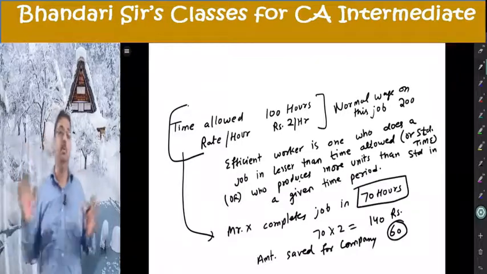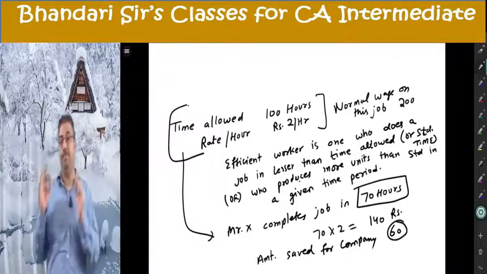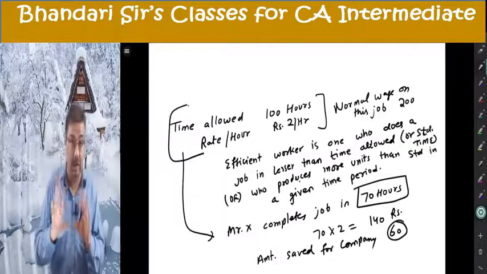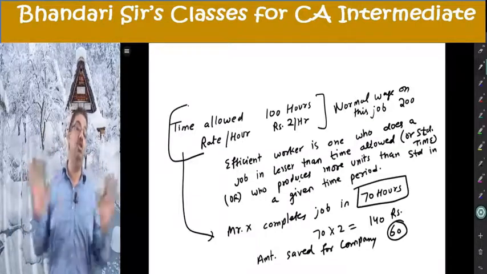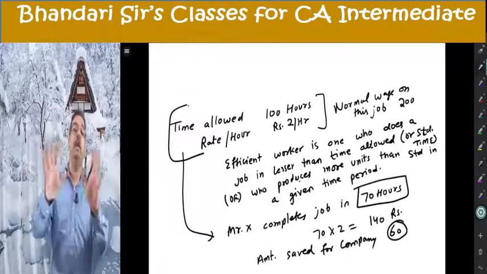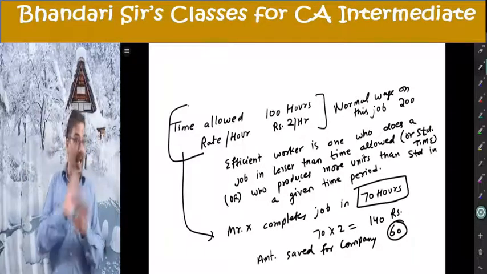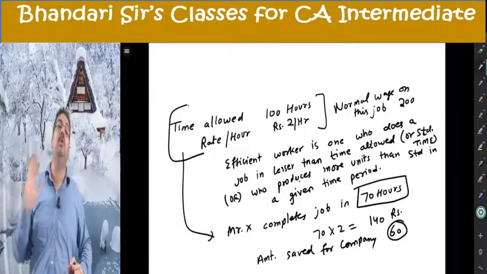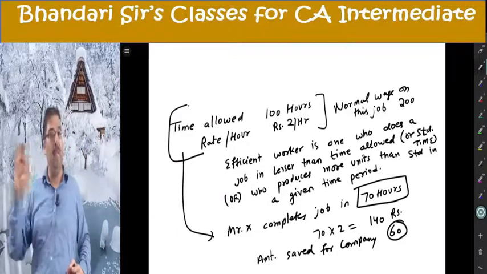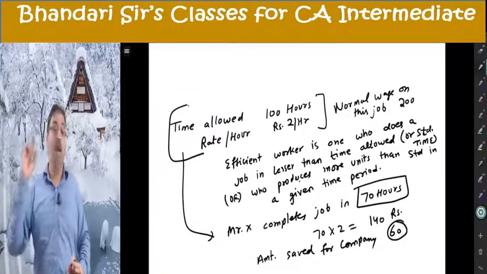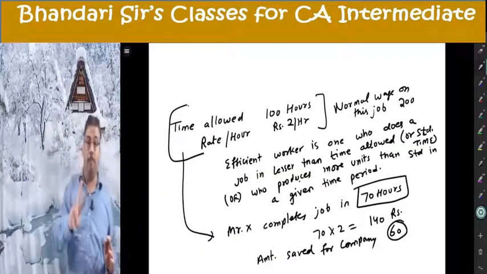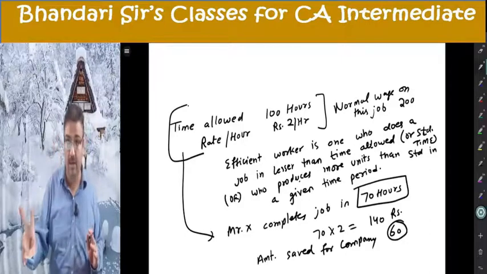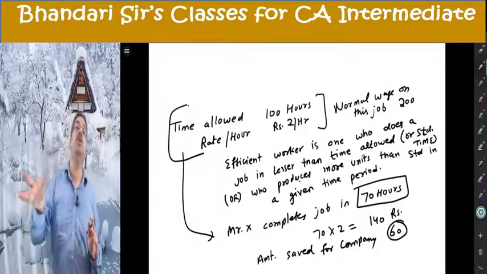What I am talking about, under these premium bonus plans, for inefficient worker, pay only time wages, no bonus at all and no penalty even. No negative bonus concept. Don't try to put the formula for inefficient worker. Simply pay them time wages. For efficient worker, there are two components to be paid. One component is normal wages, basic wages. Another is bonus.